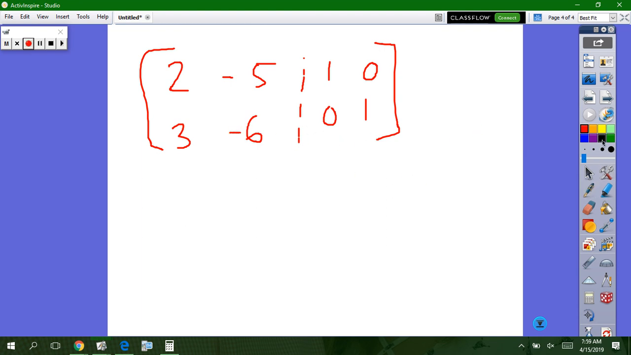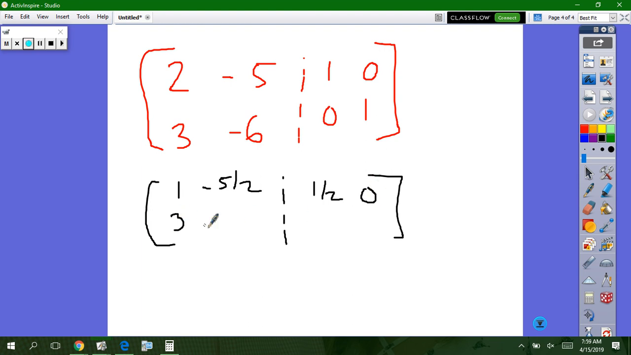Appreciate it. Okay, so the first thing, I want this 2 to become a what? A 1. How do I make things a 1? I divide it by that number, correct? So here's what I would have now: 1, negative 5 halves, then 1/2 and 0. Now, to be honest with you guys, you're going to be playing with fractions today, just for the fact that a lot of the inverses have fractions within them.